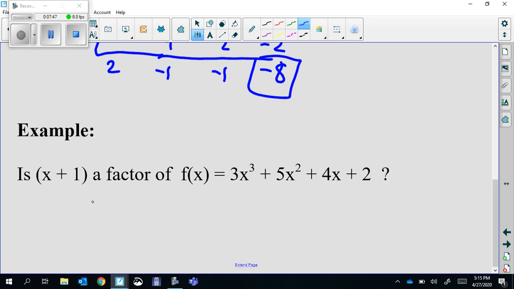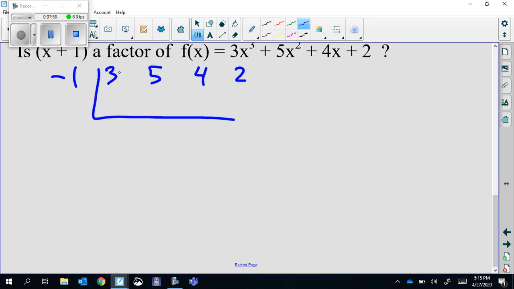Is x plus 1 a factor? That means synthetic division with negative 1. Make sure we're not missing any terms. Write your coefficients. Add, multiply, add and multiply, add and multiply, add. We got a 0. So is it a factor? Yes.